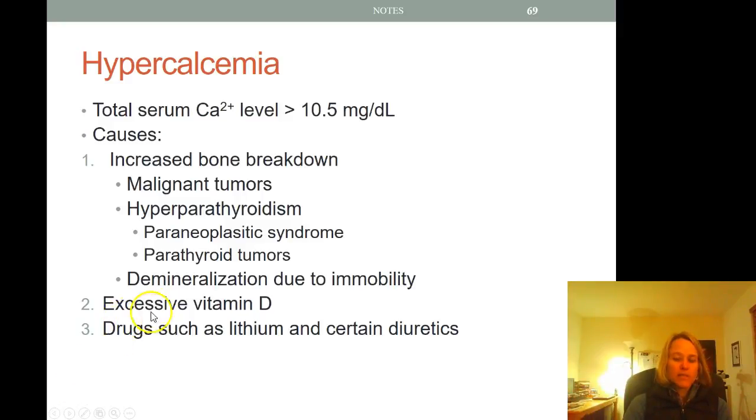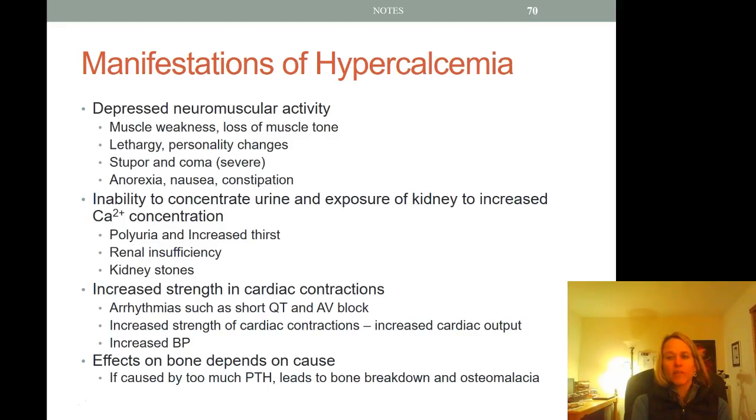Number two, excessive vitamin D can cause us to absorb too much calcium from the diet. And then drugs such as lithium and certain diuretics. Okay, so what are the manifestations of hypercalcemia? So high calcium levels lead to depressed neuromuscular activity. So we see muscle weakness, loss of muscle tone. You can see lethargy and personality changes, stupor and coma, anorexia, nausea, and constipation.